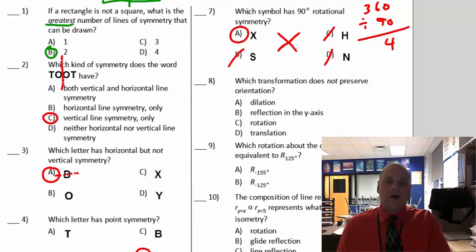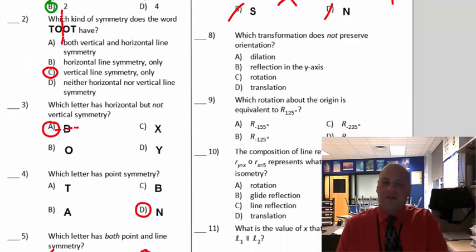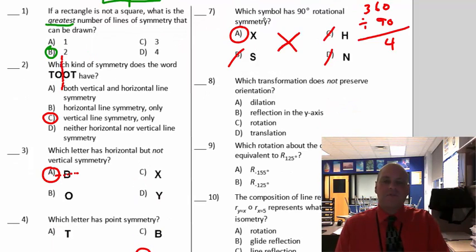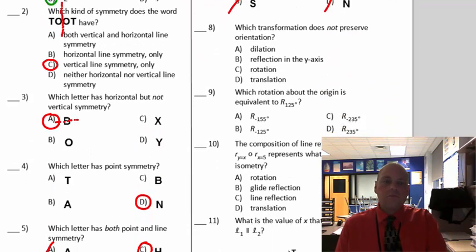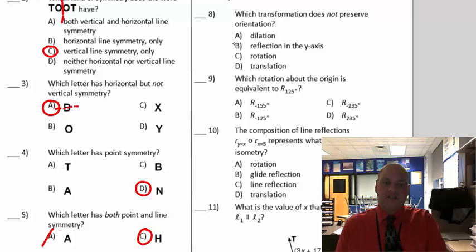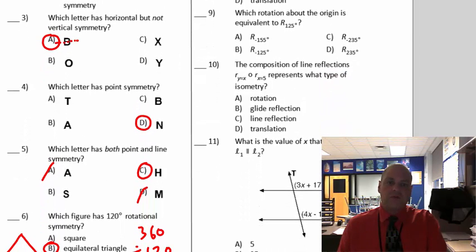All right, so we're going to say that it's the X, but we're going to put a little asterisk there, because I don't like that question too much. Which transformation does not preserve orientation? Remember, that's the order. When the order changes, and of course the only way the order changes is when you flip. So reflection does not preserve the orientation. That's just right from your notes.